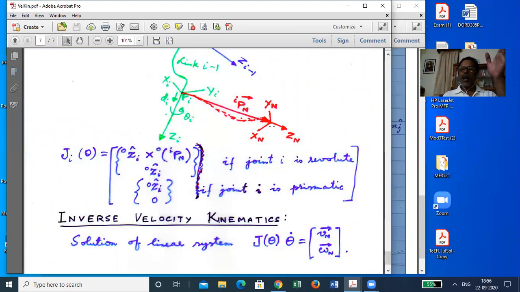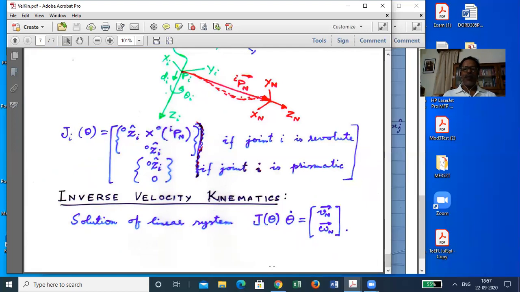Similarly, origin and the z-axis of the second joint and this point you will need to fill the second column. Like that, you go on filling the Jacobian column by column. So this is one very simple way of developing the Jacobian matrix. And then finally, you have end effector linear and angular motion as this Jacobian matrix times the vector of input velocities, joint velocities.